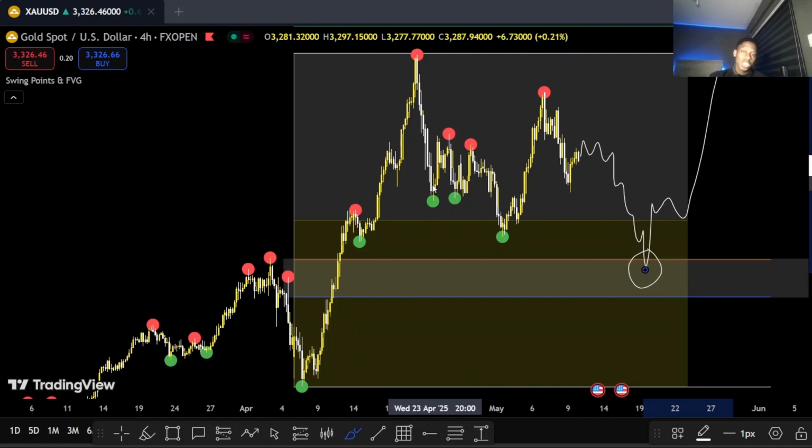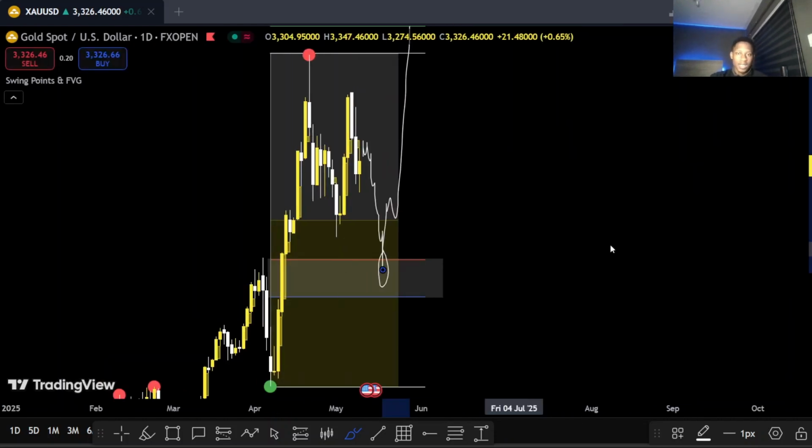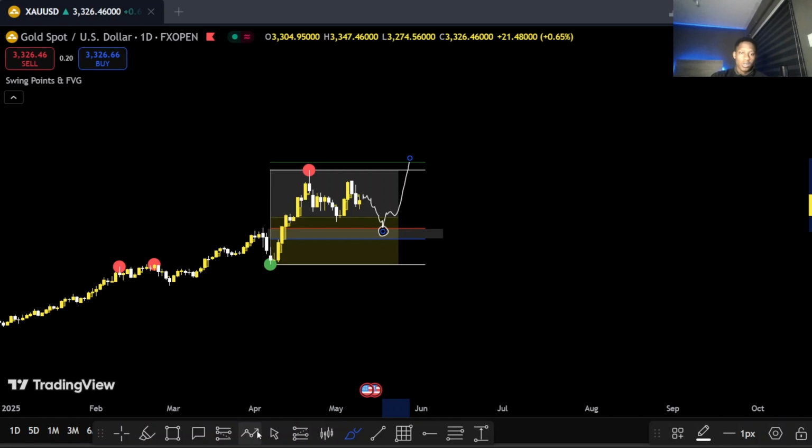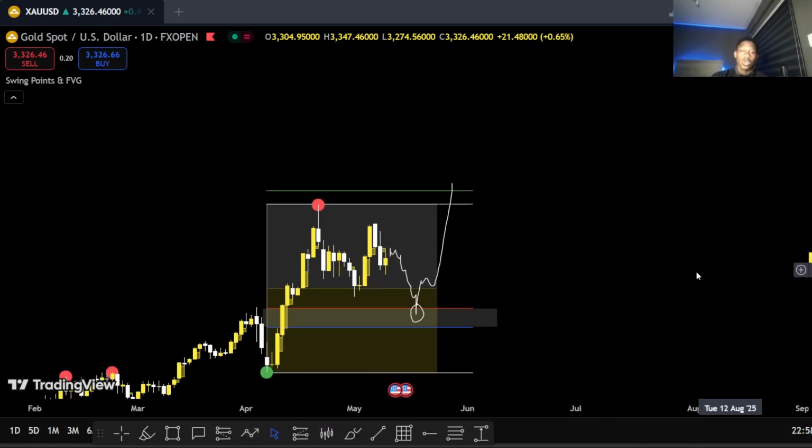So I still do trade gold intraday, but I understand that this is a very significant point, especially when we look at it from the daily perspective, that gold can climb all the way to the top. So it's just a matter of a patience game, especially for this guy. So let's move over to the next pair.